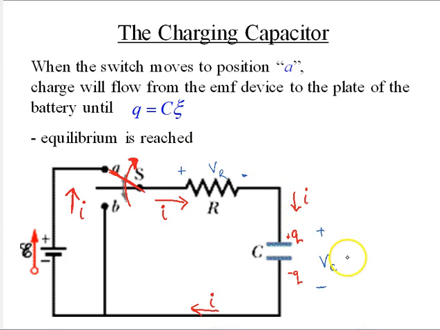That equilibrium will have to do with the capacitance of the capacitor, where our VC will equal the EMF of the EMF device, and that will equal our charge on the capacitor divided by the capacitance. And we're at equilibrium, and charge will no longer flow. So what we want to look at is what happens between the time that the current starts to flow and our current becomes 0 and we have a completely charged capacitor.